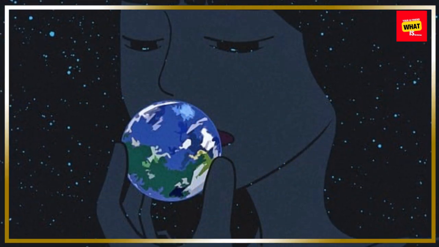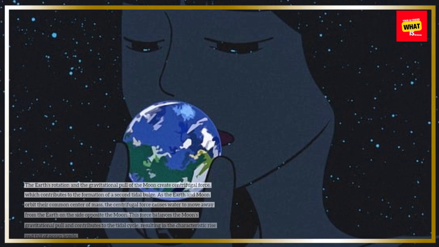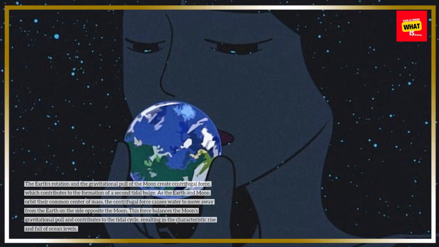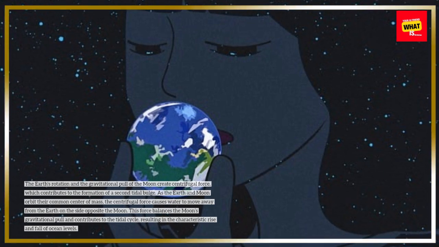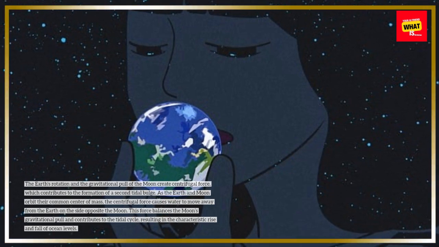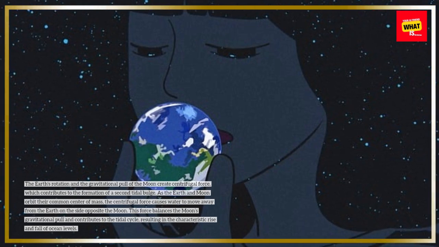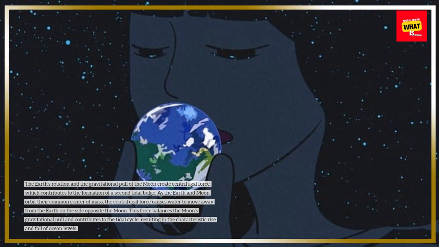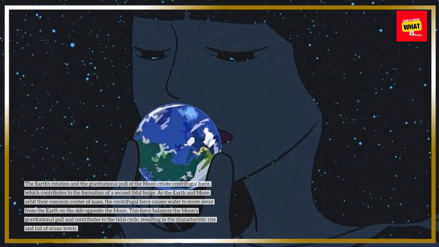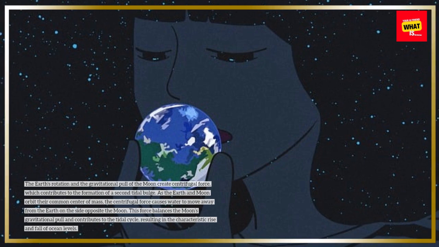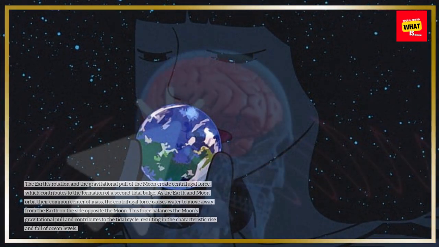Centrifugal force and tidal bulges. The Earth's rotation and the gravitational pull of the Moon create centrifugal force, which contributes to the formation of a second tidal bulge. As the Earth and Moon orbit their common center of mass, the centrifugal force causes water to move away from the Earth on the side opposite the Moon. This force balances the Moon's gravitational pull and contributes to the tidal cycle, resulting in the characteristic rise and fall of ocean levels.